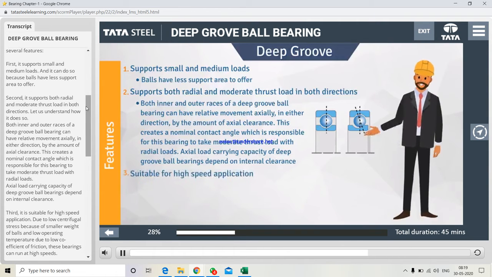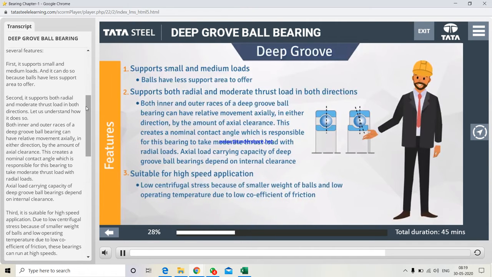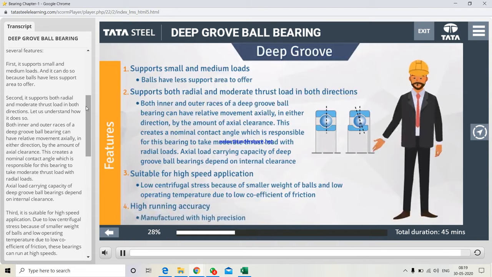Third, it is suitable for high-speed application. Due to low centrifugal stress because of smaller weight of balls and low operating temperature due to low coefficient of friction, these bearings can run at high speeds. Fourth, it has high running accuracy because it can be manufactured with high precision.